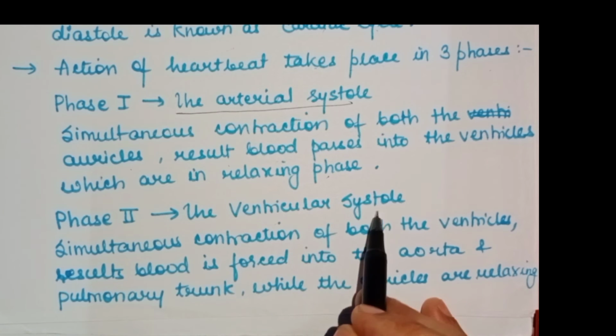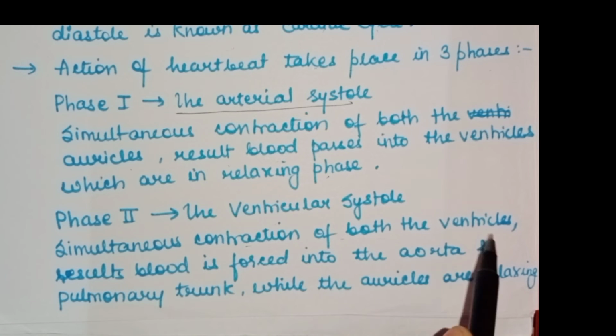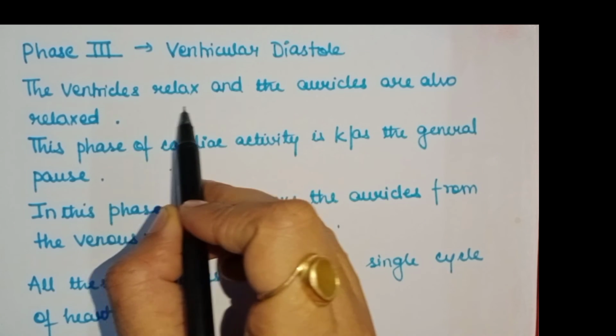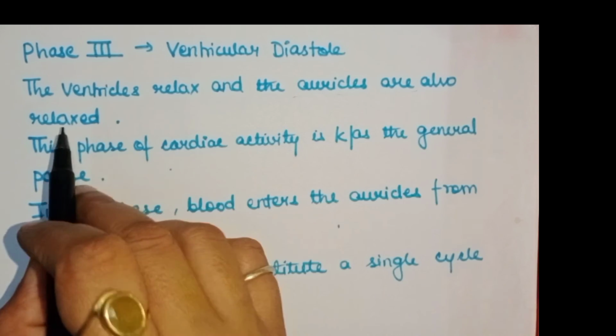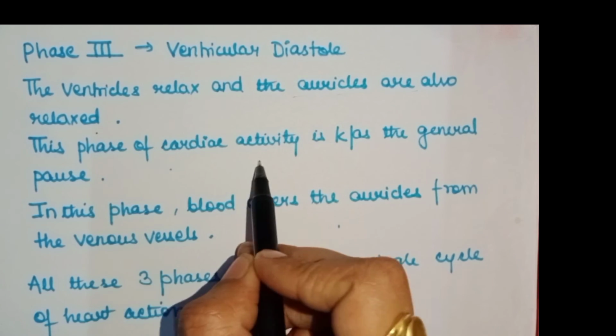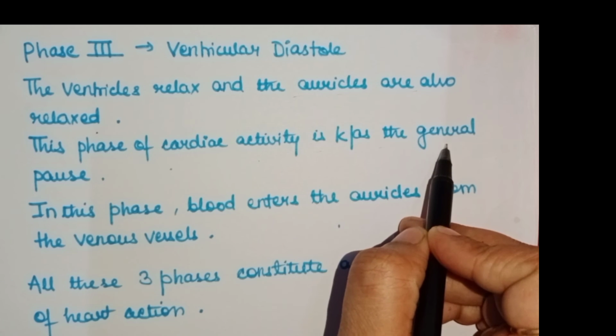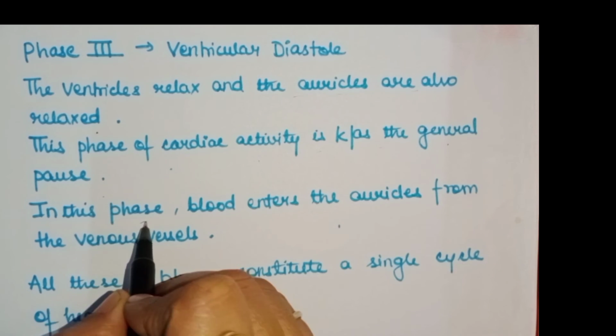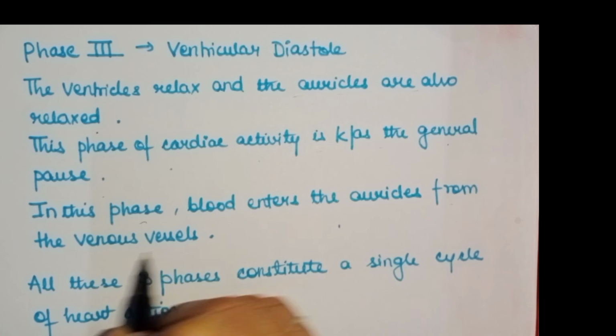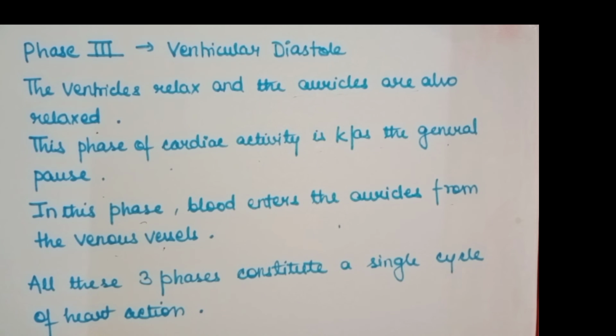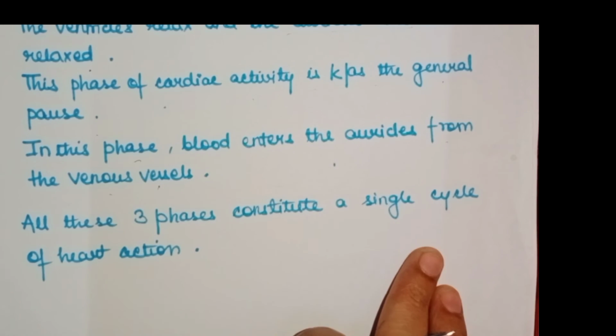Phase 2, the ventricular systole. Simultaneous contraction of both the ventricles results in blood being forced into the aorta and pulmonary trunk, while the auricles are relaxing. The ventricles relax and auricles are also relaxed. This phase of cardiac activity is known as general pause. In this phase, the blood enters the auricles from the venous vessel, and all these 3 phases constitute a single cycle of heart action.